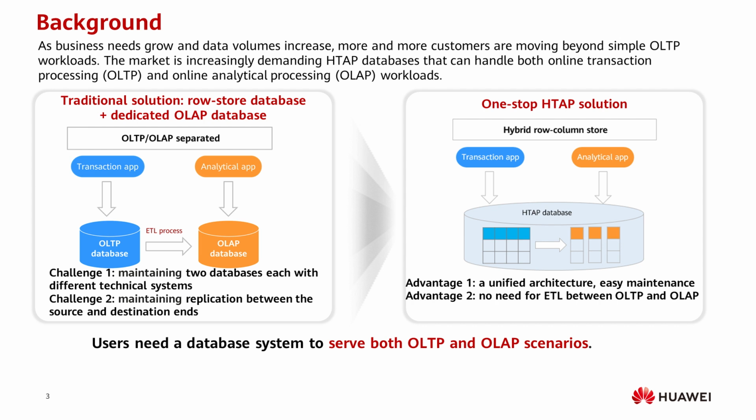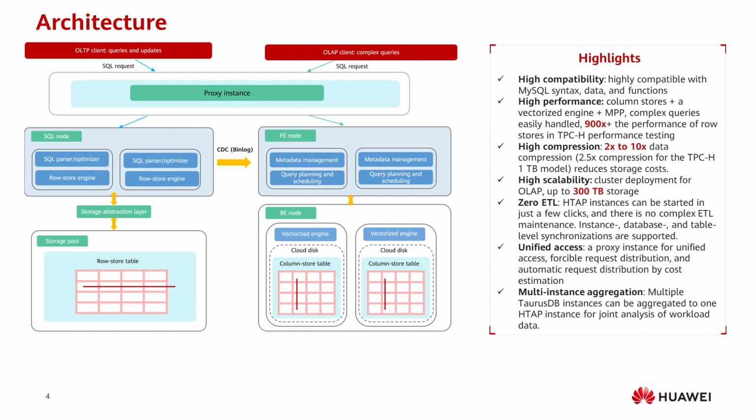The traditional solution requires users to maintain 2 databases with different technical systems and maintain replication between the source and destination ends. The one-stop HTAP solution boasts a unified architecture and easy maintenance, and does not require ETL between OLTP and OLAP. In an HTAP architecture, there is an OLTP client and an OLAP client. Data is synchronized through bin logs.